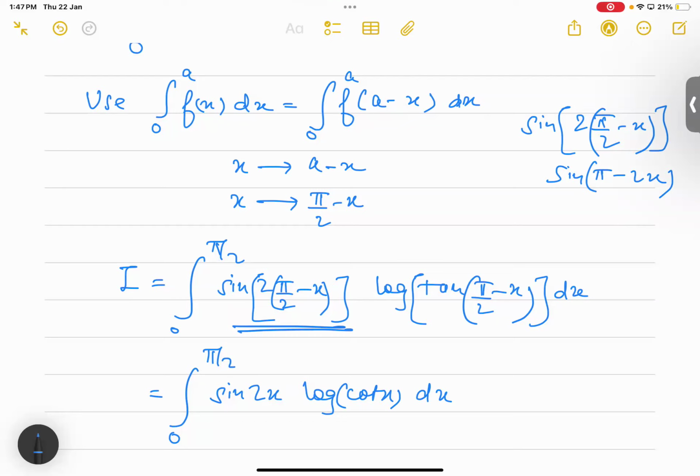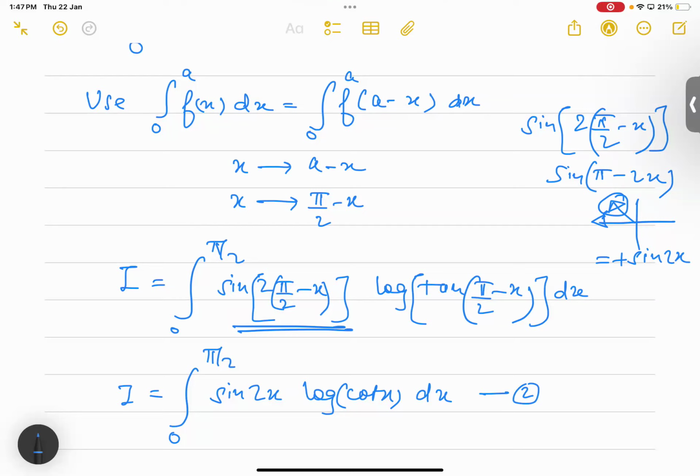Now where is pi? Pi is over here. Minus is clockwise or anti-clockwise? Clockwise. So it will go in this quadrant. So in this quadrant, your sign is positive and sine remains sine. So sine 2x. Okay. Equation number 2.